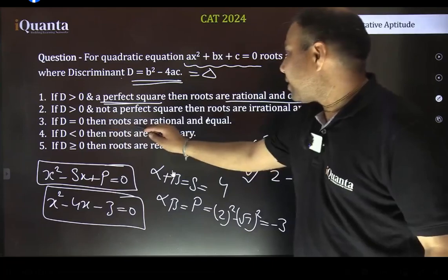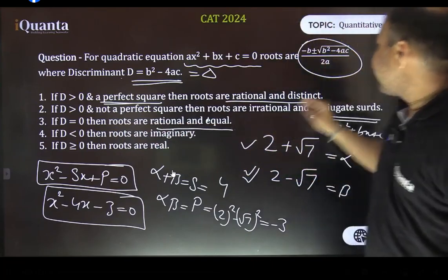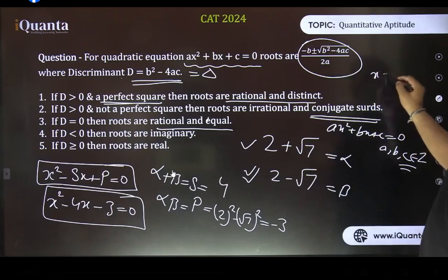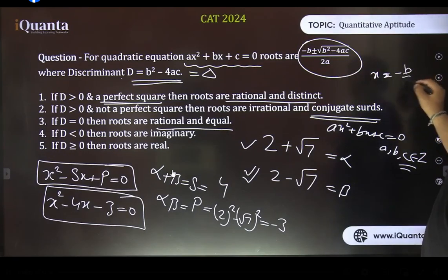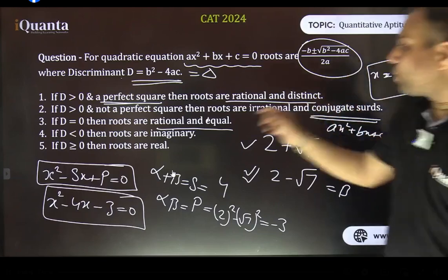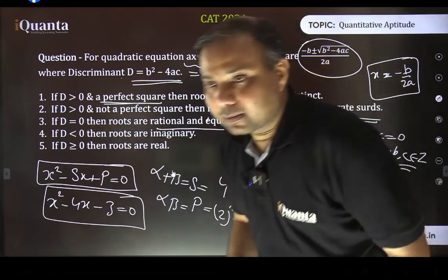If d equals 0, then roots are rational and equal. So we have discussed this already. Let's check it again. If d equals 0, that means this part is equal to 0. So what will be the roots? So x is going to be minus b by 2a only. ठीक है ना? X is going to be minus b by 2a only because b square minus 4ac तो 0 हो गया, it is equal to 0. Fine.